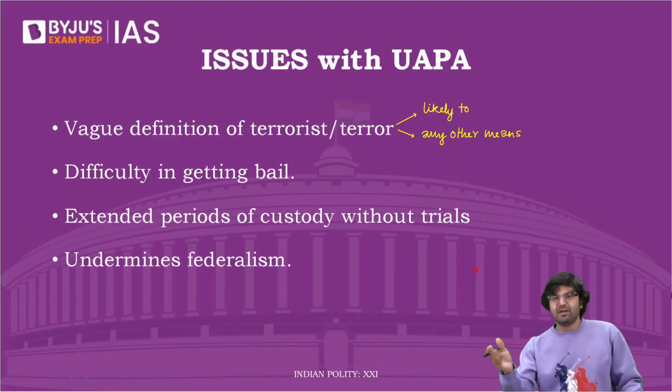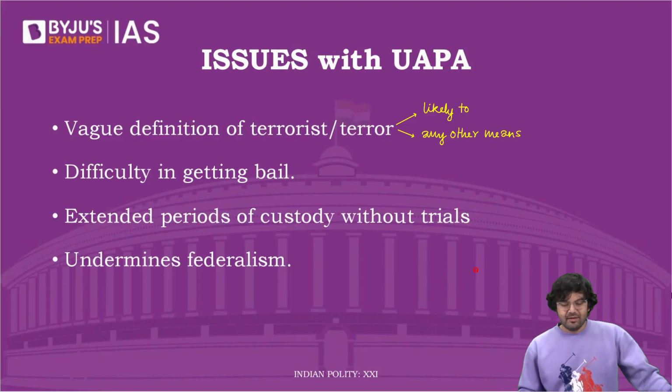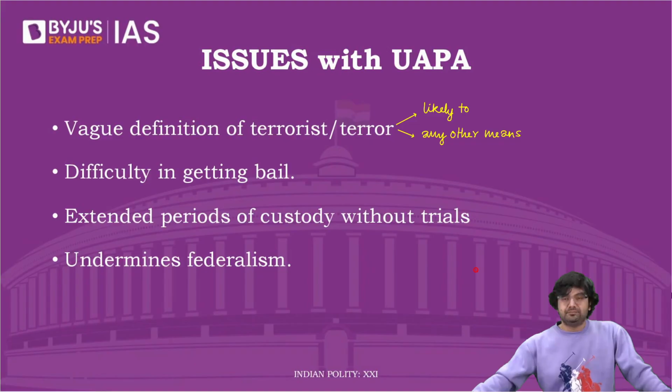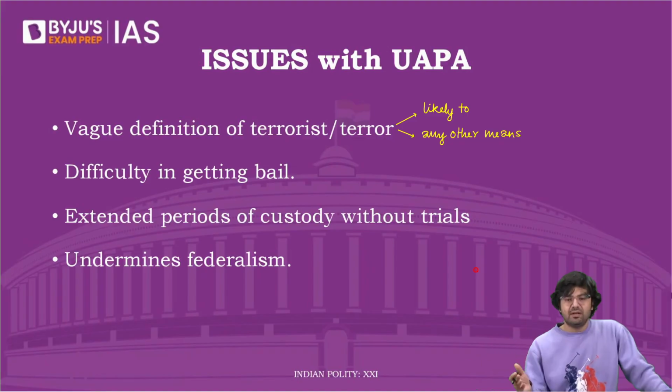So, anyway, let's come back now. Issues with UPA, point one is this. Second is difficulty in getting bail. Now, see what happens is, normally bail is a norm. Bail should be given. But in UPA, bail is not a norm. Bail is an exception.